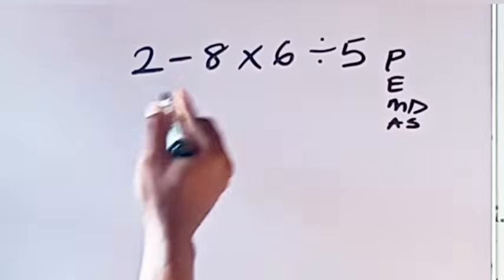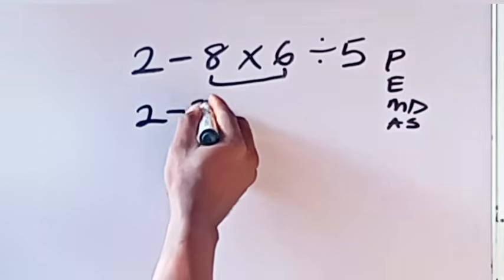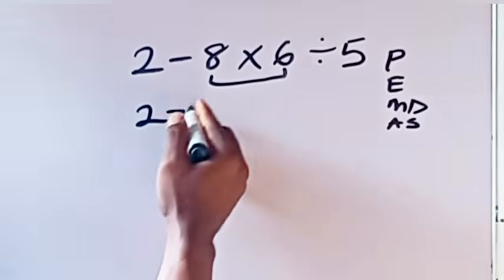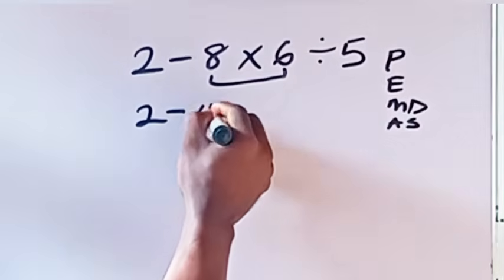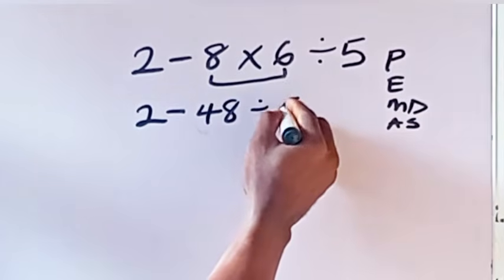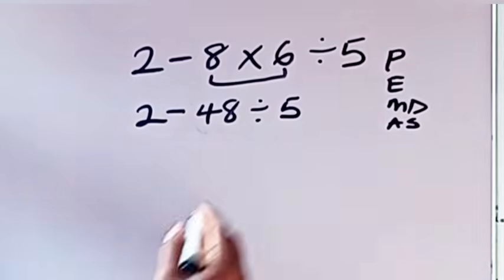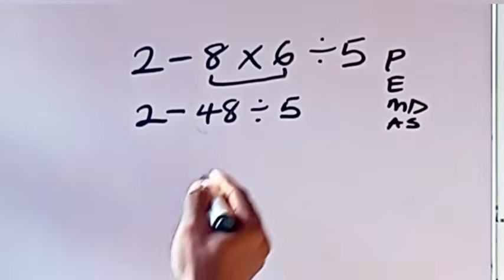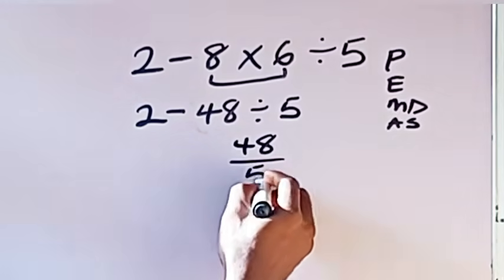All right. So if we do this multiplication first, we are going to have 2 minus 8 times 6. 8 times 6 will give us 48 divided by 5. All right. Now we have division and a subtraction. So what we are going to do next is division. This 48 divided by 5, we can write it again as 48 in a fraction form divided by 5.